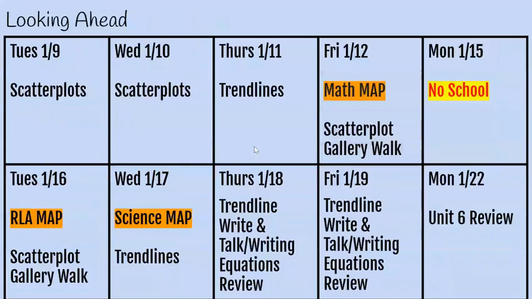So if you guys look, we have a very jam-packed calendar. We're doing scatter plots today, Wednesday. Thursday, we're going to start on trend lines, and then we have map testing Friday, Tuesday, Wednesday, and then we'll do a scatter plot gallery walk, and then we're going to be doing trend line, write and talk, and then we are reviewing Unit 6. I know, it's that fast. So that's how we're getting started super fast.